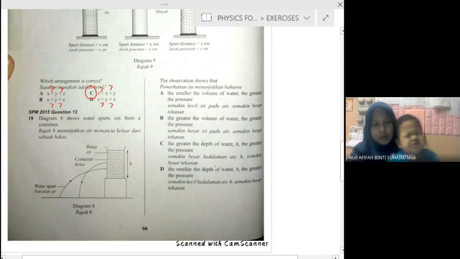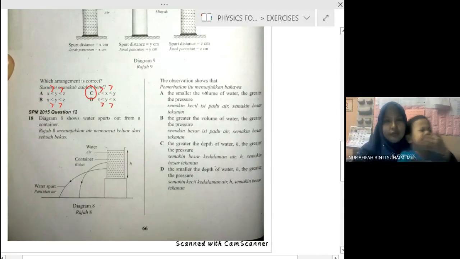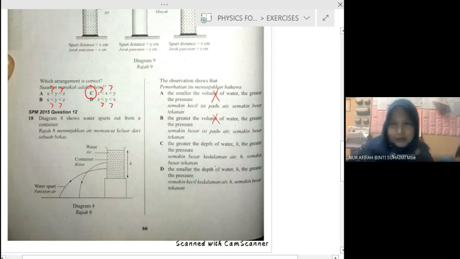18. Okay, 18. The observation shows that why. We look at the spurt distance at different levels. So what's the answer? Is it related to the volume? No. Volume? No. So we have C and D. C okay. Shamita, C. Yes, C.